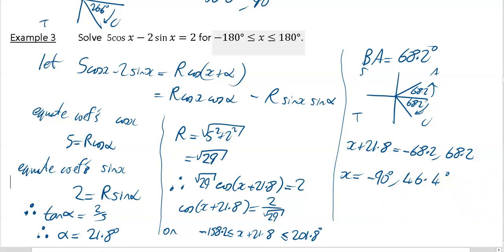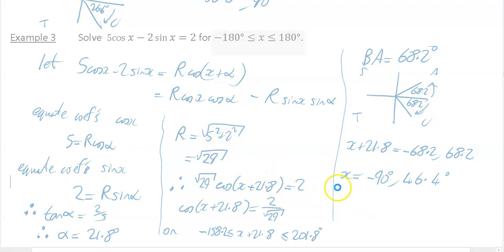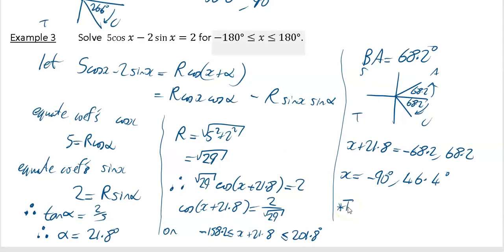Okay, folks, you're now ready to do topic 5. It's Trig B, exercise 4.